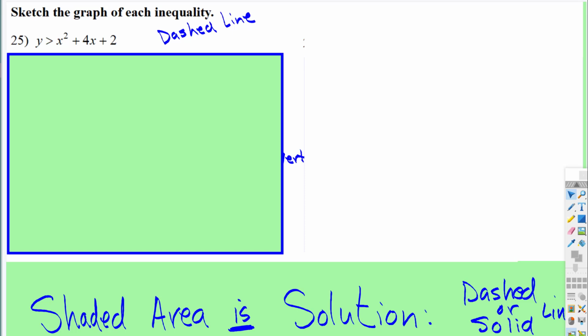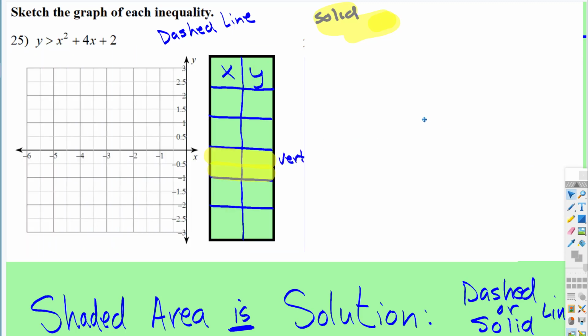Okay, now you're going to sketch the graph of a quadratic inequality. And remember, with inequalities, you need to pay attention whether it's a dashed or solid line, and you have to remember about shading. All right. So here we have our equation, we have our table of values.